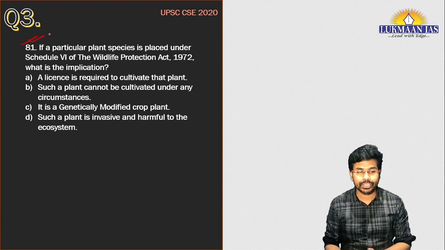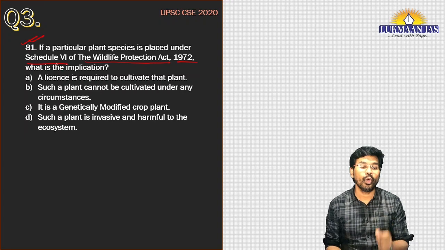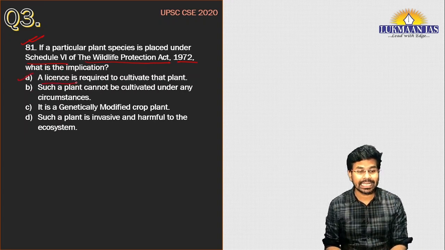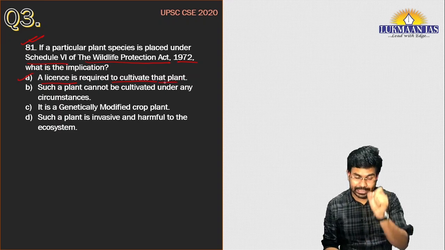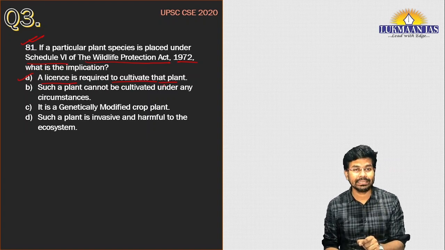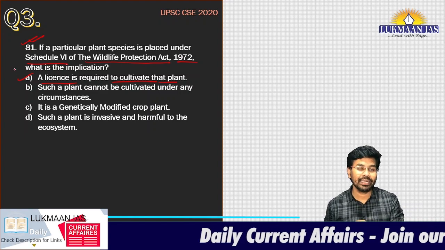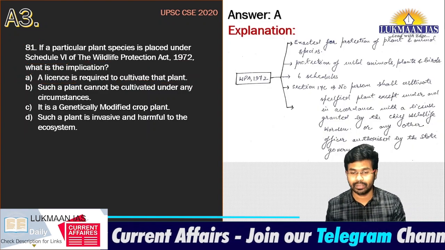This question is: if a particular plant species is placed under Schedule 6 of the Wildlife Protection Act 1972, what is the implication? The implication is that a license is required to cultivate that plant. So the correct answer is option A. Let us understand what the Wildlife Protection Act of 1972 is, how many schedules it has, and the information related to those schedules.